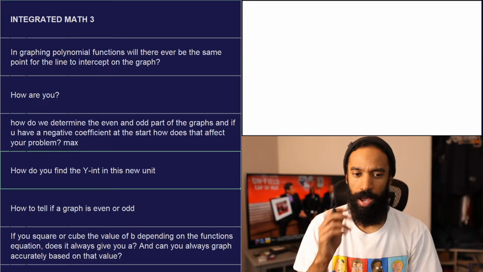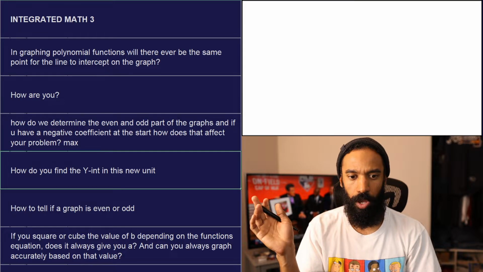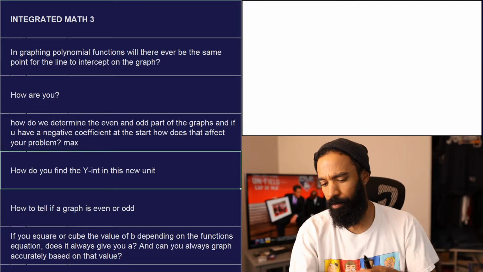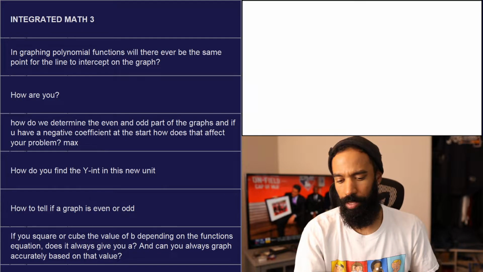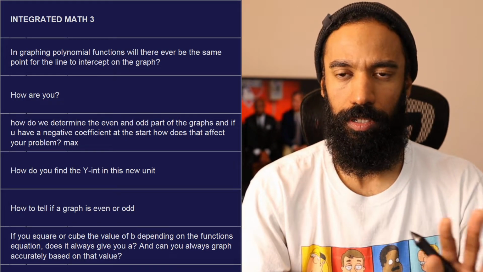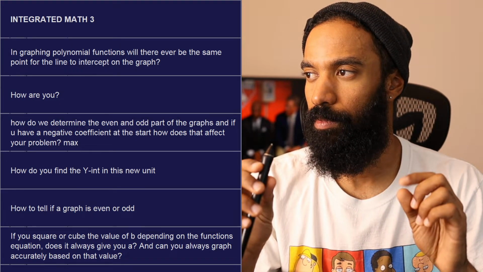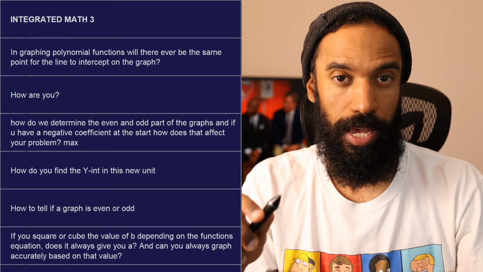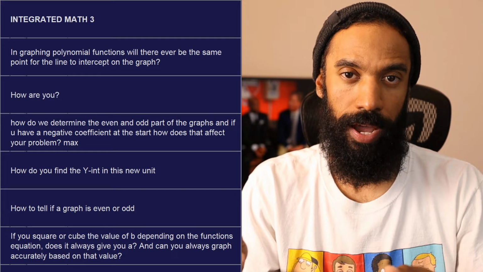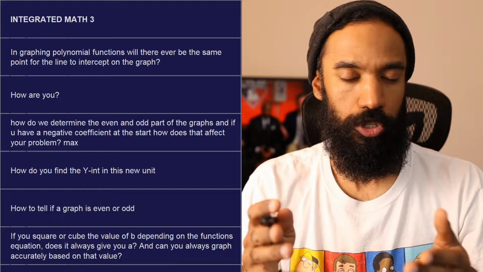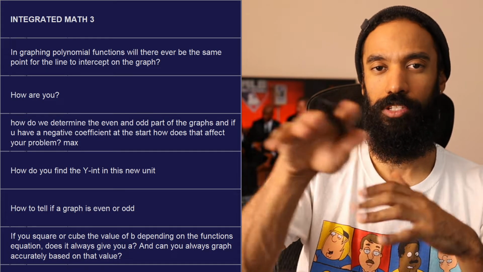All right, how do you find the y-intercept in this new unit? Oh, well, again, this is now old. Maybe you know the answer here. You find the y-intercept in this unit the same way as you do in any unit. Let me just clarify this really briefly. The y-intercept is the value of y when x equals 0. We know visually where the y-intercept is on a graph. It's where it crosses the y-axis.